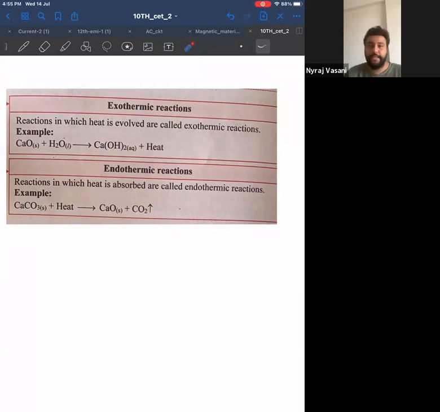Yes, I will give you this material also after the class, so that you can refer. So we have done many kinds of reactions: reduction, oxidation, displacement, double displacement. Now we have done exothermic and endothermic as well. So you should be in a position to identify all the kinds of reactions. So please make a note of exothermic and endothermic as well.